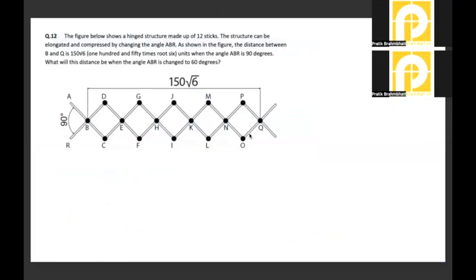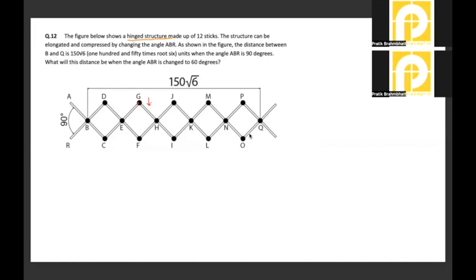So here, in the next figure, the next question, we are given a figure which shows a hinged structure. A hinged structure has not fixed joints, but movable joints. When I push it inside, the shape can be deformed easily. The structure can be elongated and compressed. So I can elongate the structure, I can also compress the structure. It's like those snake toys which we used to get.